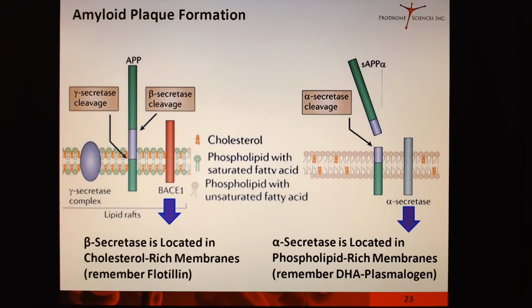Why this is important is that these two enzymes prefer, and exist in, different parts of your biological membranes. So beta secretase prefers to live in a region called cholesterol or lipid rafts. And lipid rafts are areas that have high levels of cholesterol and high levels of phospholipids with saturated fatty acids on them. And make a note to remember flotillin. Flotillin is a protein that's associated with lipid rafts. It's a biomarker of lipid rafts. Now, alpha secretase, on the other hand, likes to be in the phospholipid-rich membranes, and specifically in phospholipid-rich regions with unsaturated fatty acids.